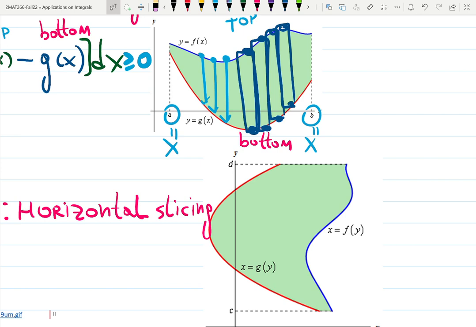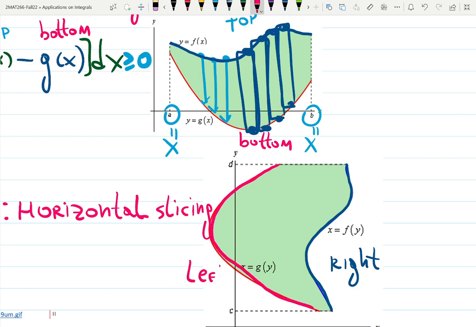Look at the blue function f of x. In the first case, f of x is at the top, and that's why I wrote this phrase, top. Where is it in the second case? It's on the right. So we cannot now use the same terminology, top minus the bottom. We will be using what? Yes. Right minus left. And that's what it's called horizontal slicing.